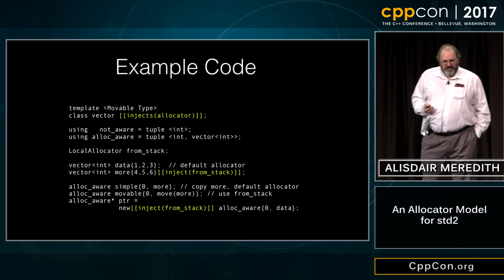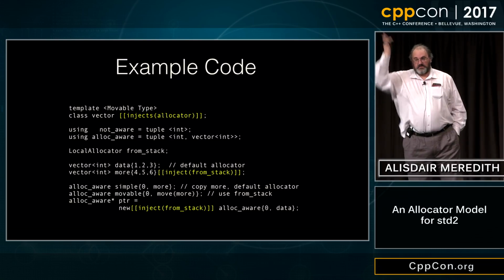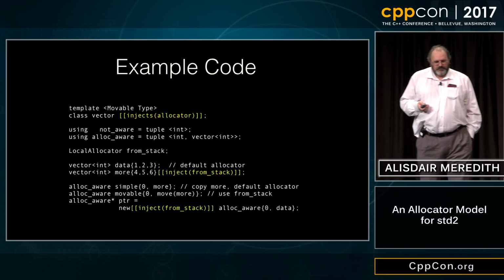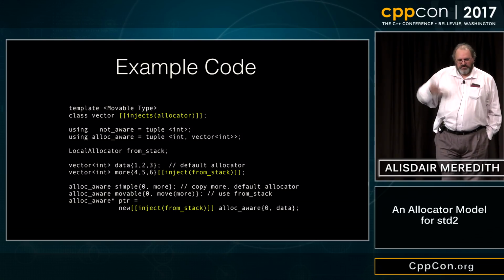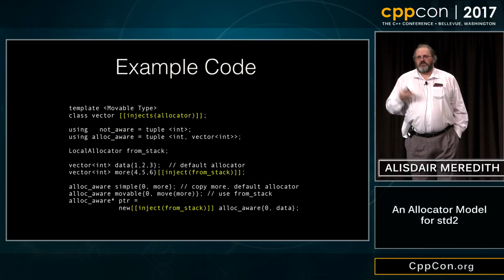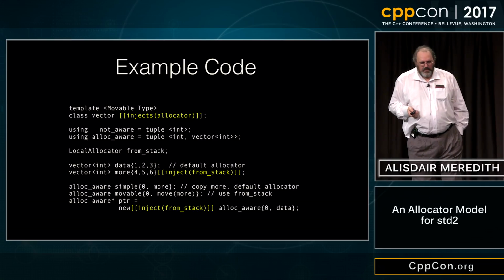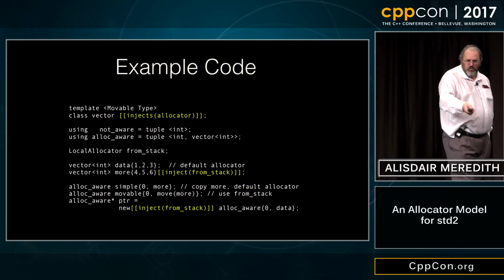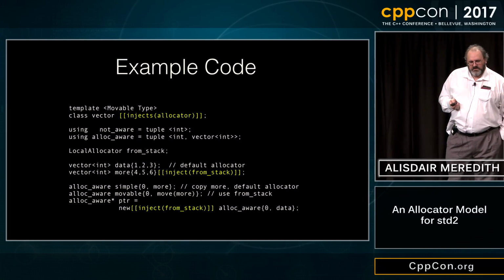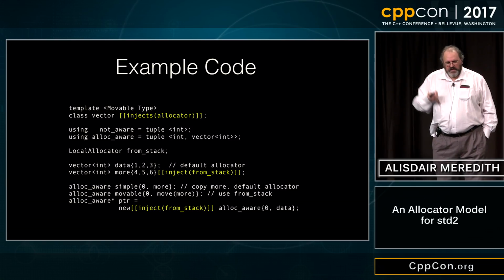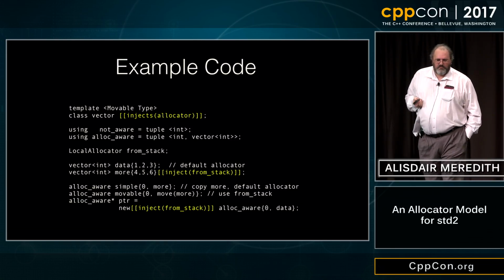So I now have my local allocator from stack, saying basically I'm going to try and allocate off some stack resources. Vector of int, data 1, 2, 3. I've not given it an allocator, it just uses the default allocator, which will typically be operator new. We're going to have another syntax to say, when I construct this object, I'm again using the attribute syntax, hopefully we can find something neater, but it seems to work. I can inject from stack.